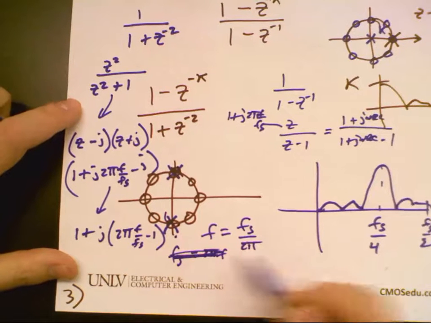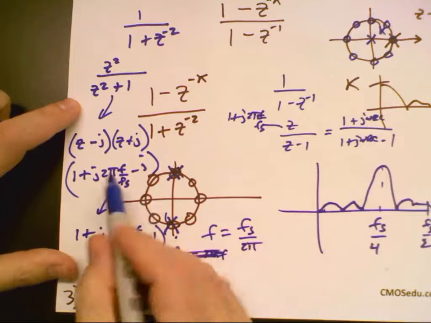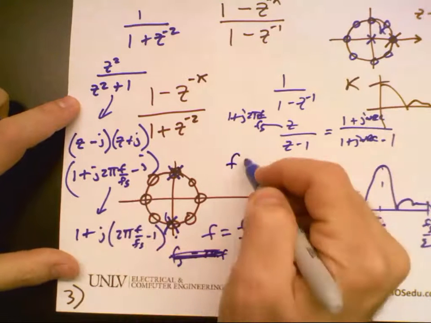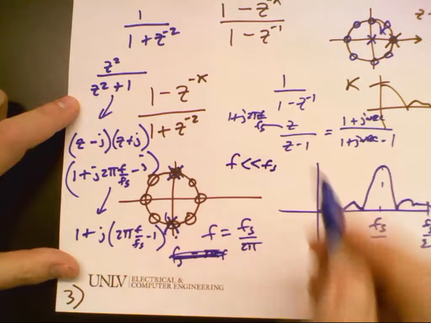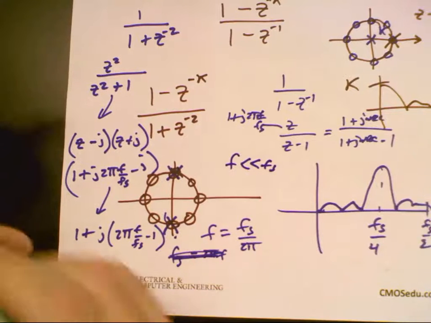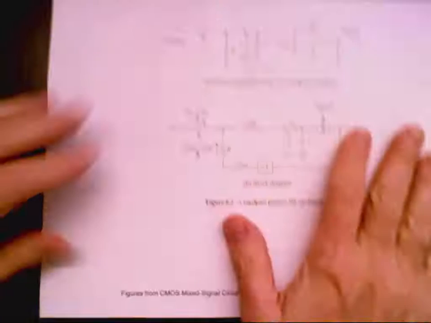And then you say, okay, well, that's not really Fs over 4. Why? Because for this approximation, the requirement that F be much less than F sub S isn't valid. So we'd have to use the higher order terms. All right, so forget that. Okay, so let's go look at the implementation here.